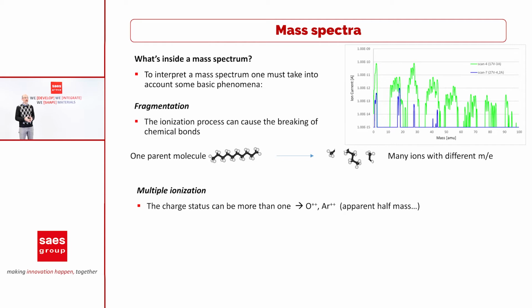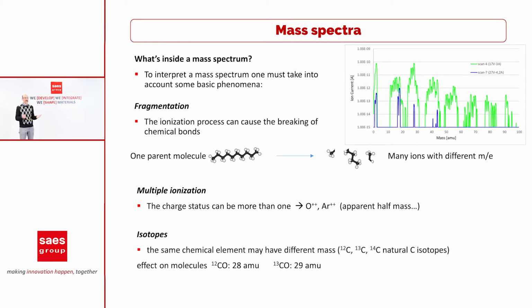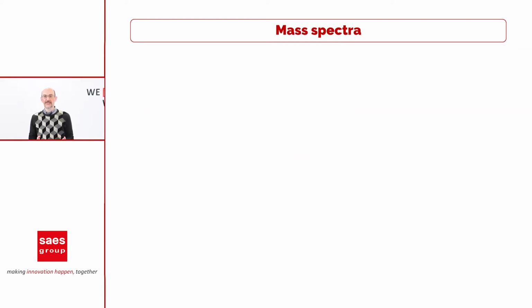Finally, atoms have isotopes. For example, carbon has 3 naturally occurring isotopes, which can take part in the formation of molecules, so that we have CO made up by C12 or C13, with molecular mass 28 or 29. So, we have seen that the same molecule can generate a lot of signals.